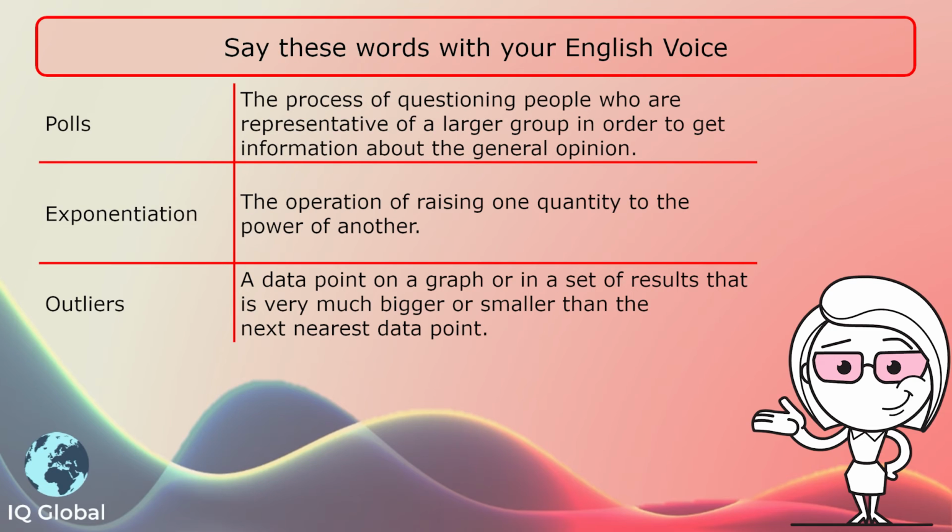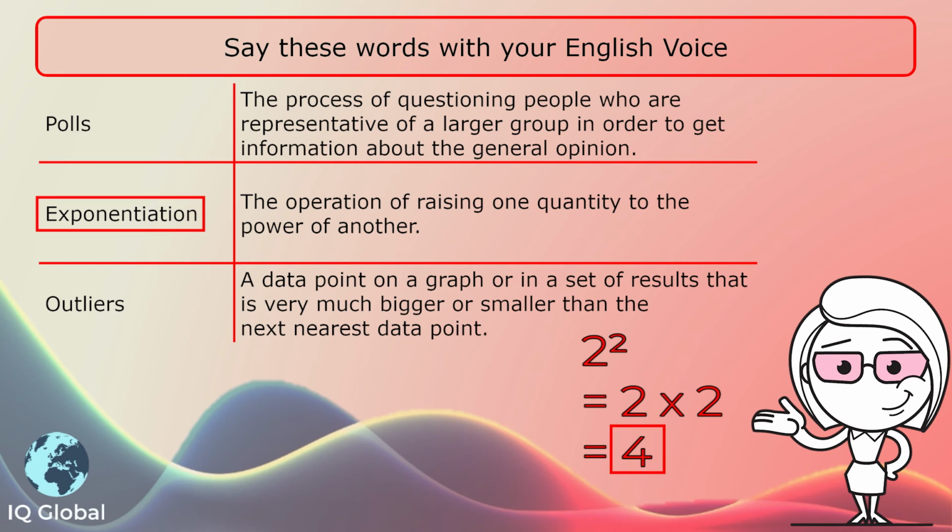Exponentiation. This is the operation of raising one quantity to the power of another. An example would be in maths, the number 2, this is our quantity. We raise it to the power of 2, which just means 2 times 2, and the exponentiation would be 4. The exponentiation, we just raise the quantity of one power to the other.